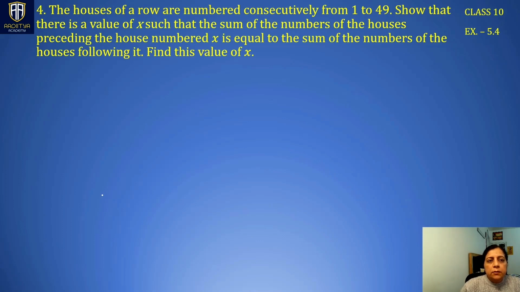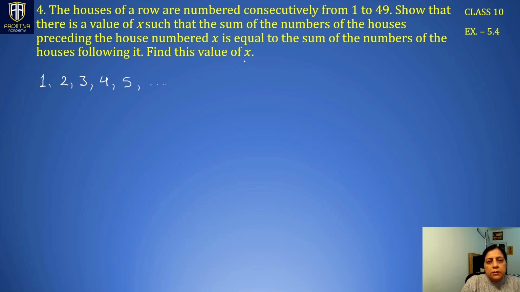Next question is, the houses of a row are numbered consecutively from 1 to 49. Show that there is a value of x such that the sum of the numbers of the houses preceding the house numbered x is equal to the sum of the numbers of the houses following it. Find the value of x. The houses of a row are numbered consecutively from 1 to 49. 1, 2, 3, 4, 5 and so on.